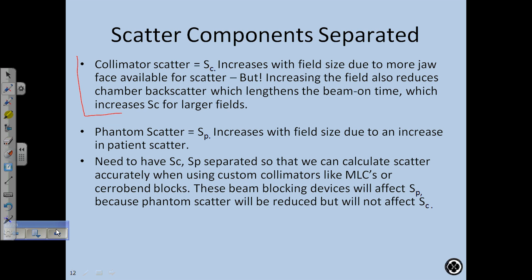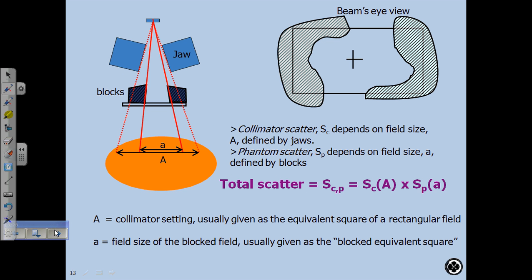We need to have S of C and S of P separated so that we can calculate scatter accurately when using custom collimators like MLCs or cerebral blocks. These beam blocking devices will affect S of P, because phantom scatter will be reduced, but not affect S of C. Okay, S sub C is only affected by the position of the jaws: X1, Y1, X2, Y2, that's it. But S of P is affected and depends on your MLC shape, and it also depends on your jaws. So that's why we need to separate them.